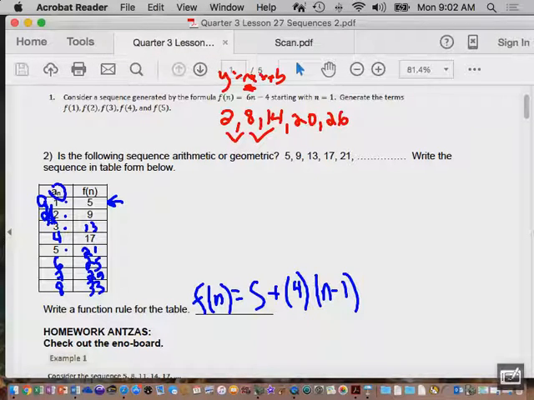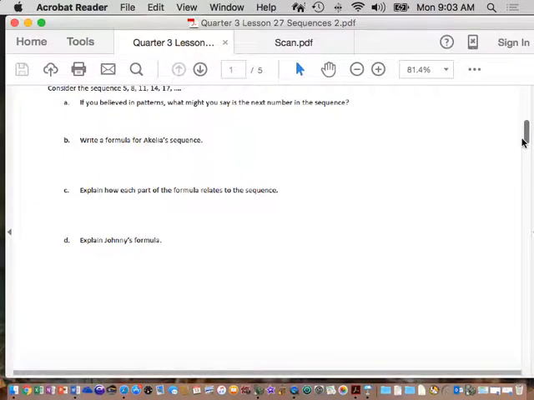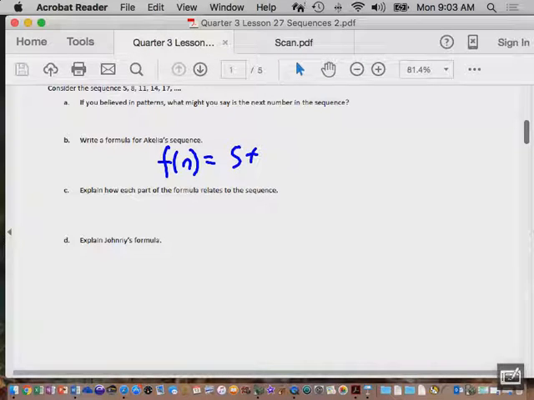All right. A little bit rushed today. Consider the sequence 5, 8, 11, 14, 17. If you believe in patterns, what might you say is the next number in the sequence? What do they mean by if you believe in patterns? Everybody? 20, good, and then 23 and so on. Write a formula. Again, f of n equals, what do we got? 5 plus 3 times n minus 1.